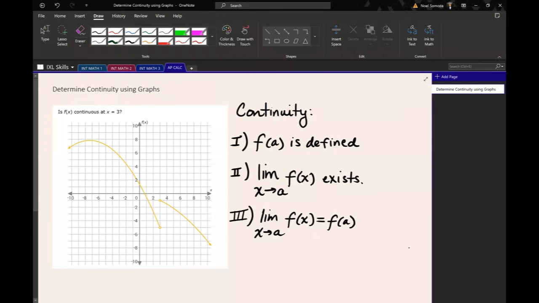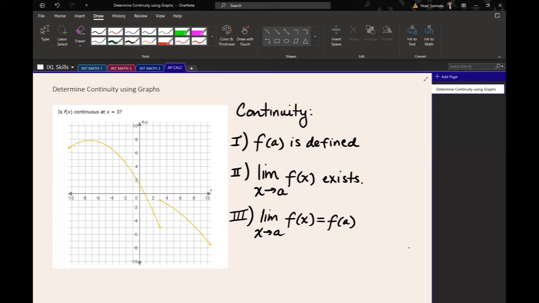We're going to discuss how to determine continuity using graphs. So let's recap on what it means to be continuous or to have continuity at a given point. It's a three-part definition which indicates that, first of all, the function must be defined at that given input. The second indicates that the limit has to exist. So the limit as x approaches a certain input must exist. And then thirdly, the limit as x approaches a of the function must be equal to f of a.